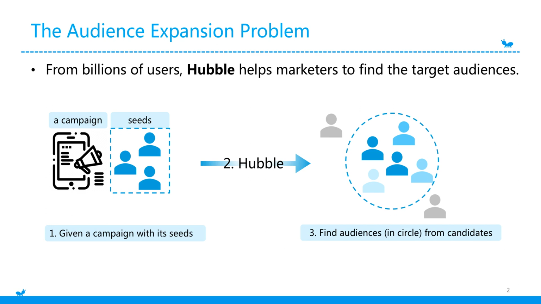The seeds may be generated in different ways. For example, selected by experts, retrieved according to the past relevant campaigns, and so on. And the seeds are used to guide the expansion. High quality expanded audience will benefit the conversion population while reducing the operating cost.